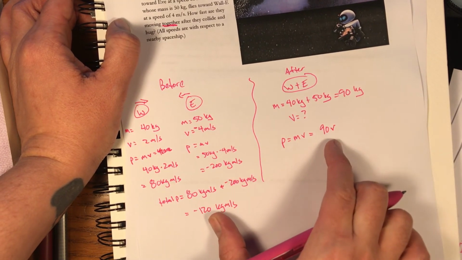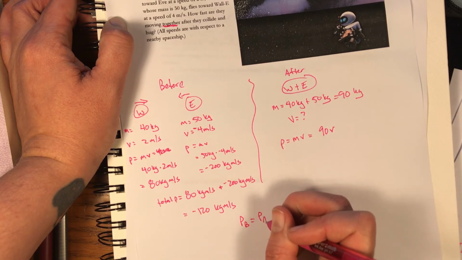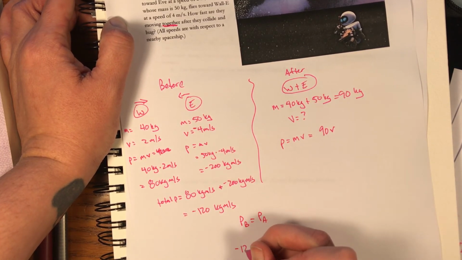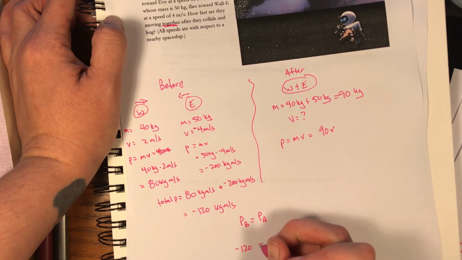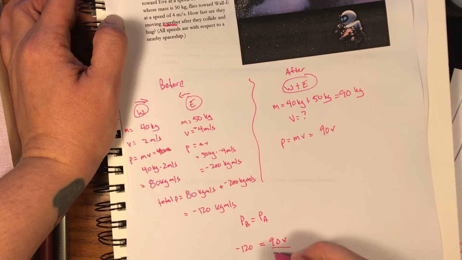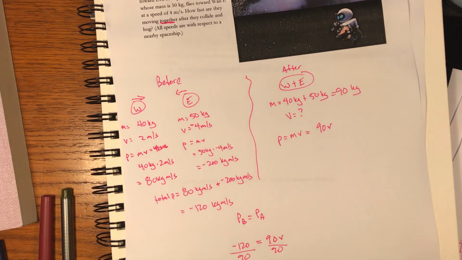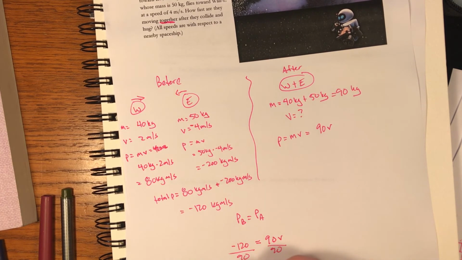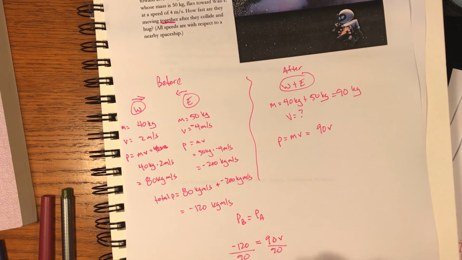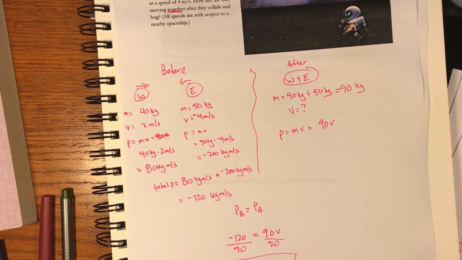I know that these two things have to be equal. The momentum before has to equal the momentum afterwards. So negative 120 kilogram meters per second has to equal 90 V. Now I'm going to divide both of them by 90. Negative 120 divided by 90 is going to be, my velocity is going to be negative 1.3 repeating, and you can just leave it as negative 1.3 meters per second. Boom. Hopefully that made sense.